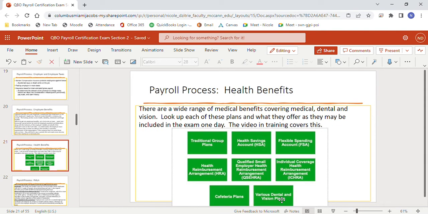Health benefits. So there's a wide range of medical benefits covering medical, dental, and vision. You can look up each of these plans and what they offer, as they may be included in the exam one day. They don't have it in now, but the video in the training section does cover and explain each one of these individually.